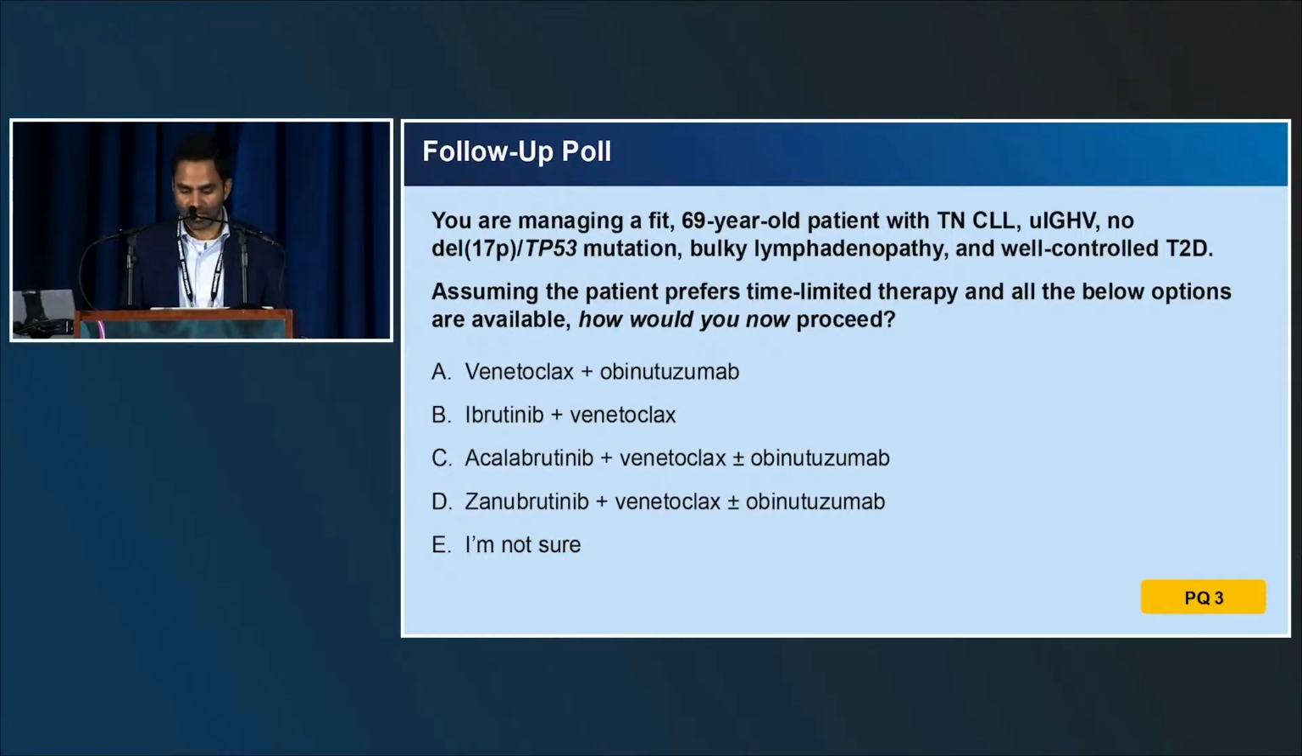Yeah, so again, a big shout for fixed duration therapy, this time looking more perhaps at the output of the AMPLIFY trial and maybe reaching for that second generation BTK inhibitor with venetoclax. I think I would tend to agree.